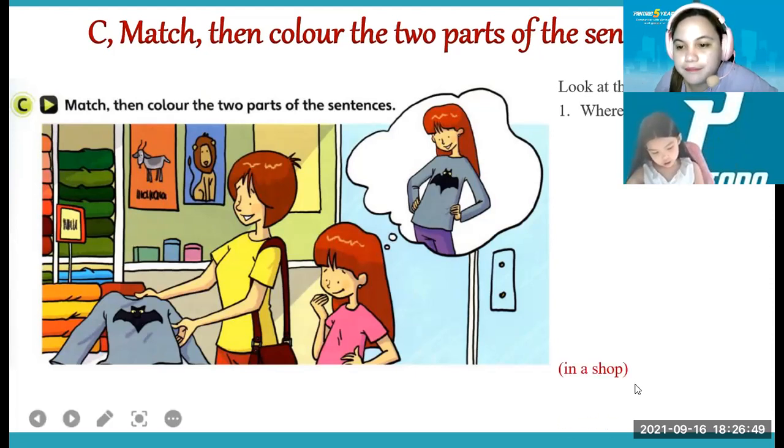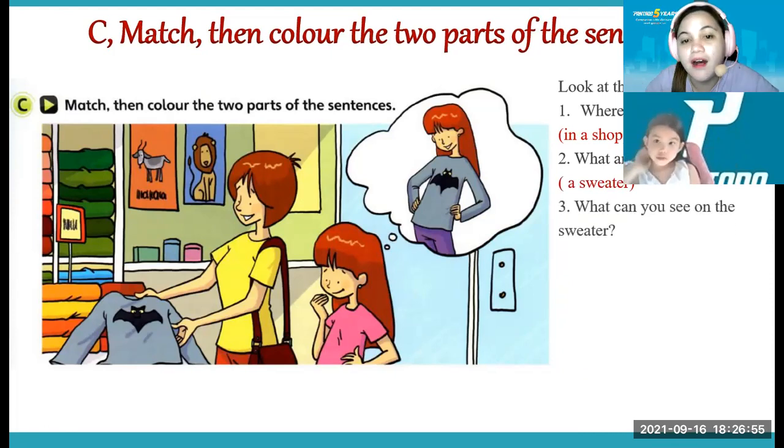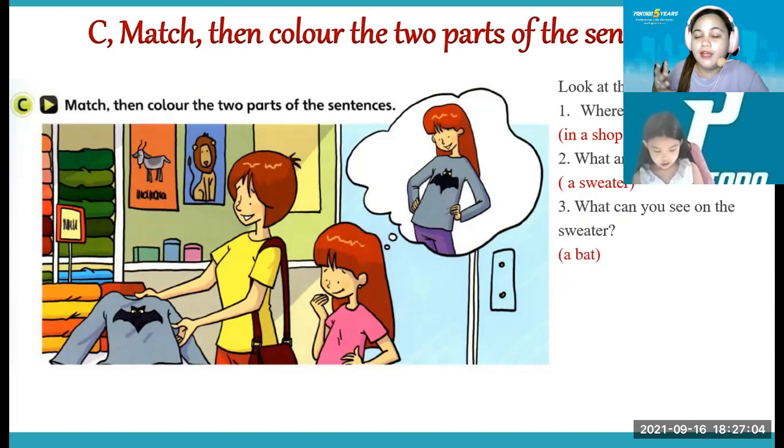Next one. Okay, what are they buying? A shirt or a sweater. Number three, what can you see on the sweater? What animal is on the sweater? I see the bat. A bat. Okay. Do you have a t-shirt or a sweater that has a bat?